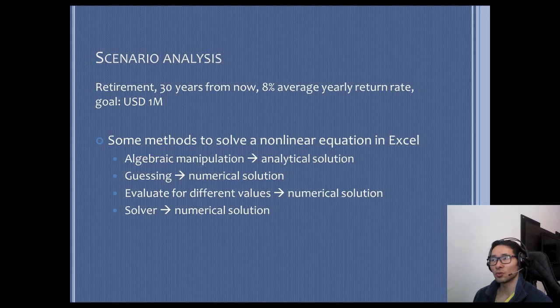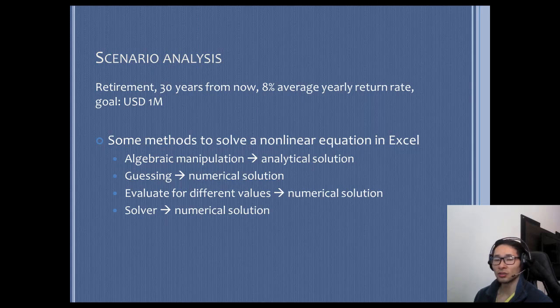Algebraic manipulation leads to what is called an analytical solution, which is a 100% correct solution. But sometimes the equation we have to solve is so complex that it's really time consuming or even impossible to solve it analytically or by algebraic manipulation. So mathematicians have developed other methods to solve these nonlinear equations. And the second group of solutions leads to what is called a numerical solution that is not 100% accurate.